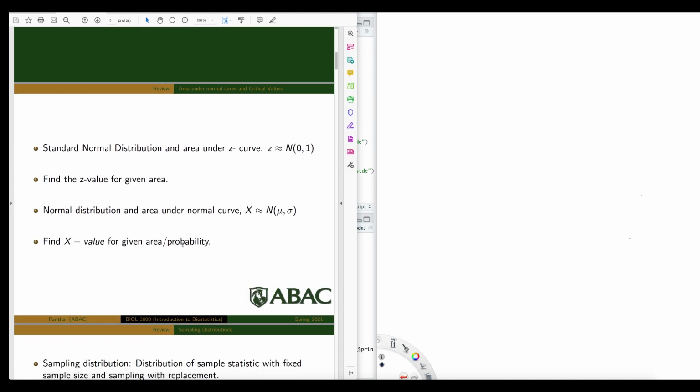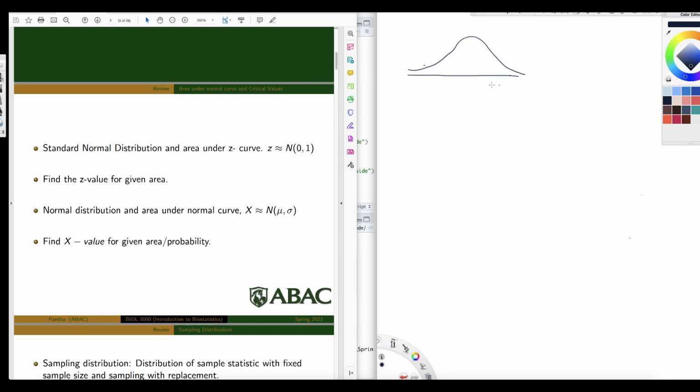The first thing you learn is standard normal distribution and the area under the Z curve. Suppose you have a normal distribution. Standard normal distribution has a mean of 0 and standard deviation 1. So mu equals 0, sigma equals 1 is called the standard normal distribution. How do you find the area under something, above something, or between two numbers? That area is the same as finding the probability.